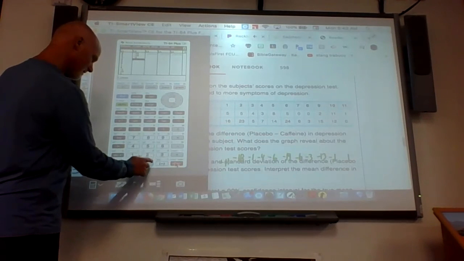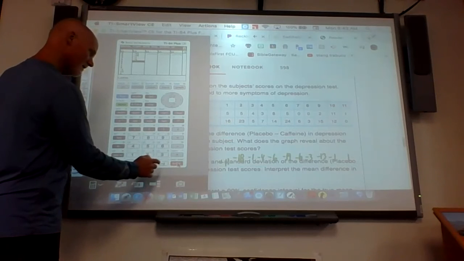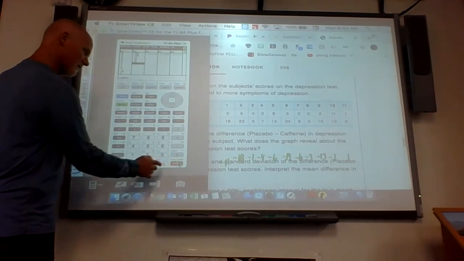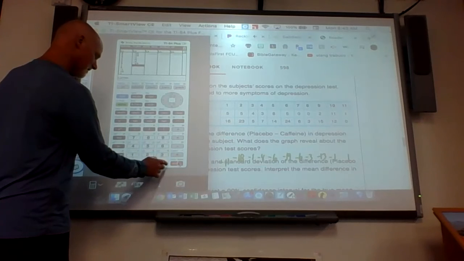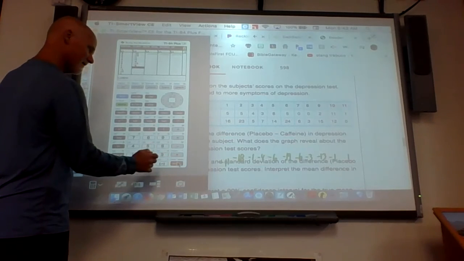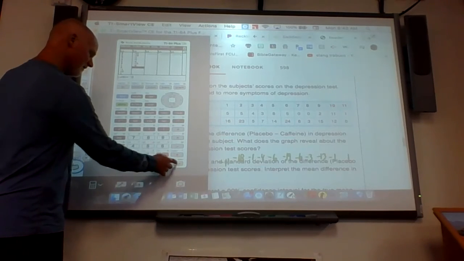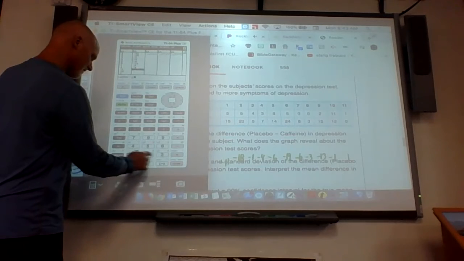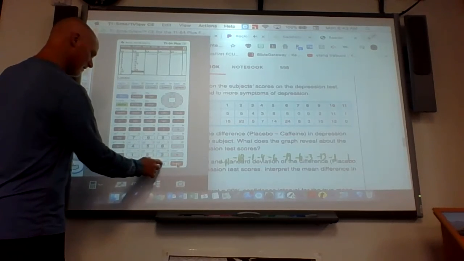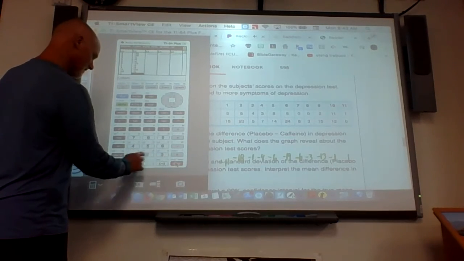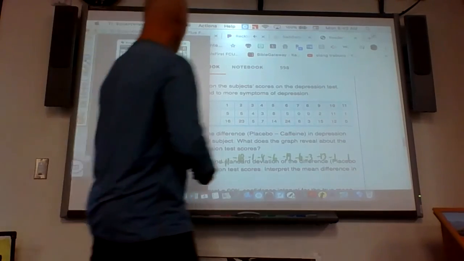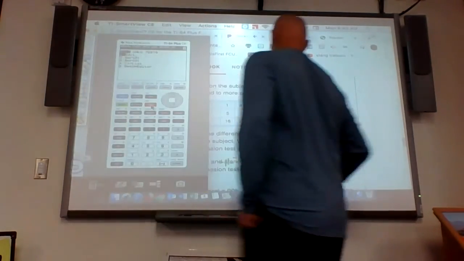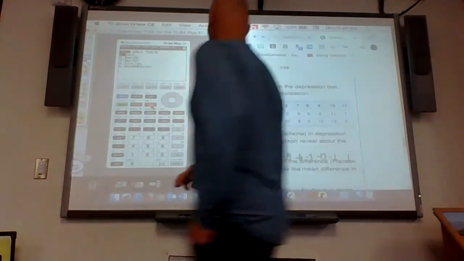1, -4, enter, -6, enter, -19, enter, -6, enter, -3, enter, -13, enter, -1, enter, and 1, enter. Okay, so now we've entered all that information in, and they want us to calculate the standard deviation.